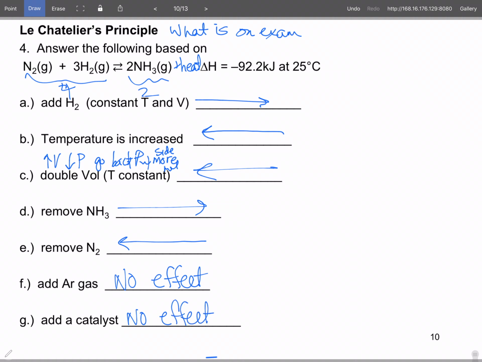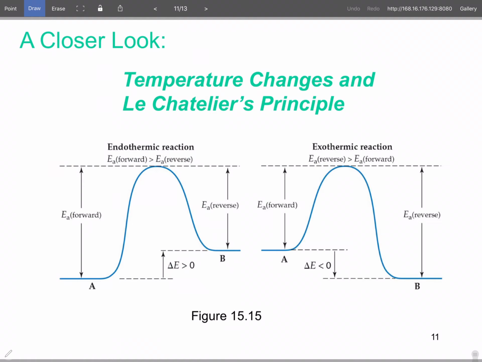If we weren't at equilibrium, then it would make us go to equilibrium faster, but it's not going to affect it. So you'll have a problem like this on the exam, or you may have one that says something to the effect of which of the following will make it shift to the product side, or which of the following will make it shift to the reactant side, and they'll add and remove different things. So you just have to look at each one individually.